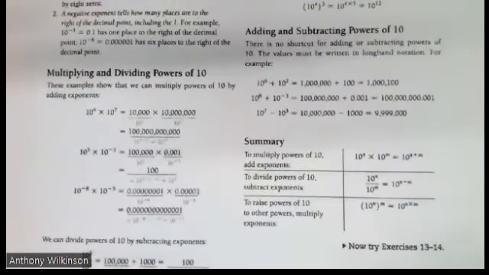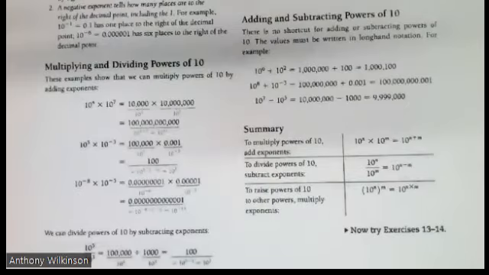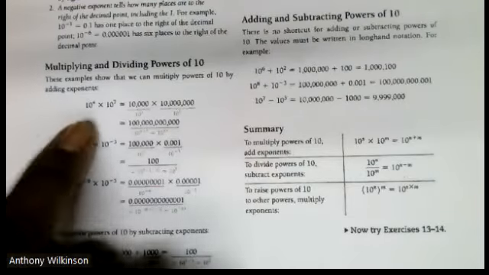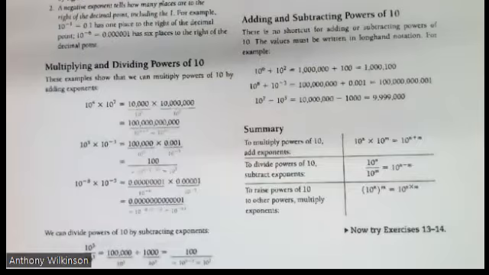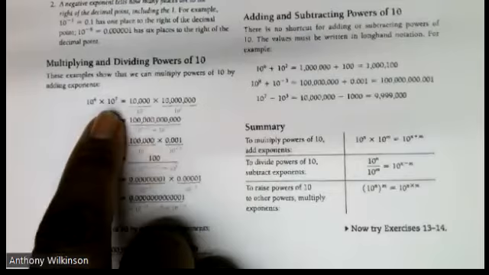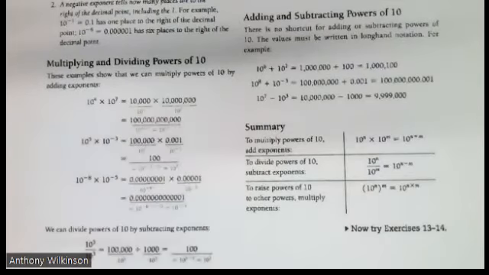Let's talk about multiplying and dividing powers of 10. The examples that you see here show that we can multiply powers of 10 by simply adding the exponents. And not just powers of 10, we can multiply powers of the same base by adding the exponents. Well, we're just dealing with powers of 10, like 10 to the 4th times 10 to the 7th. Well, 10 to the 4th is 10,000. 10 to the 7th is 10 million.